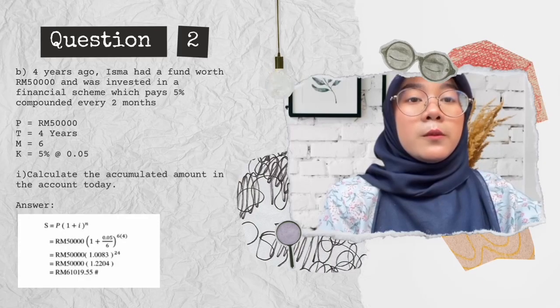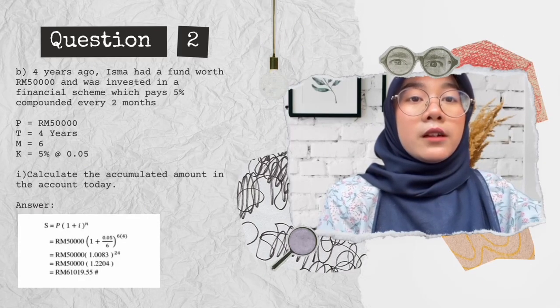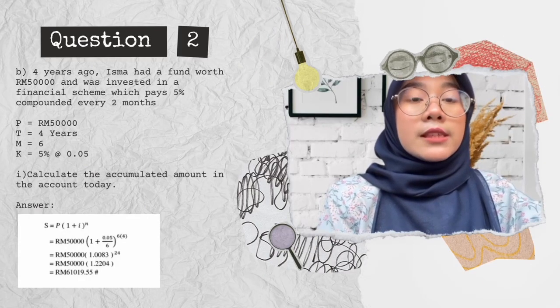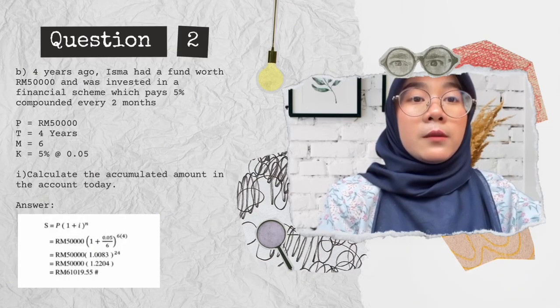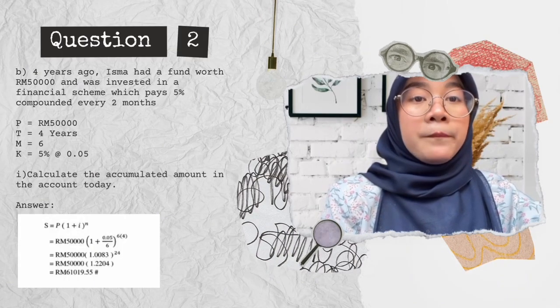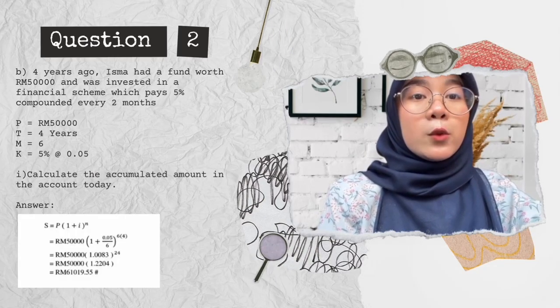For question 2b1, 4 years ago, Isma had a fund worth 50,000 ringgit that was invested in a financial scheme that pays 5% interest compounded every 2 months. To find the accumulated amount, I use the compound interest formula, which is S equals P multiplied by open bracket 1 plus i close bracket raised to the power of N.